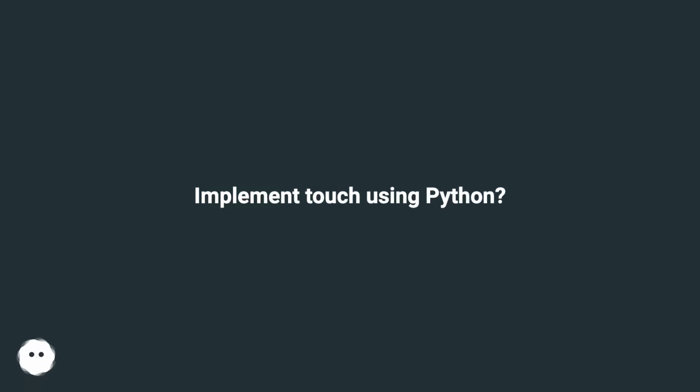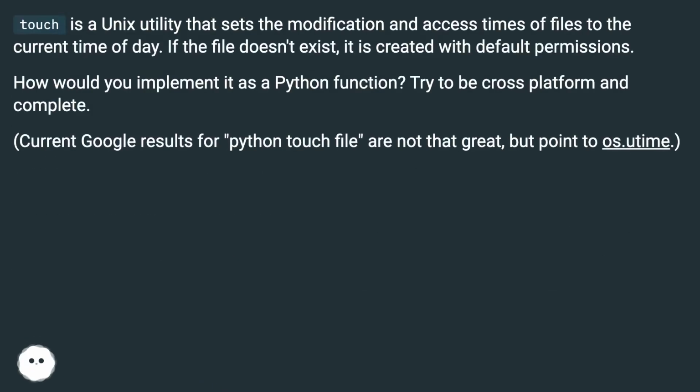Implement touch using Python. Touch is a Unix utility that sets the modification and access times of files to the current time of day. If the file doesn't exist, it is created with default permissions. How would you implement it as a Python function? Try to be cross-platform and complete.